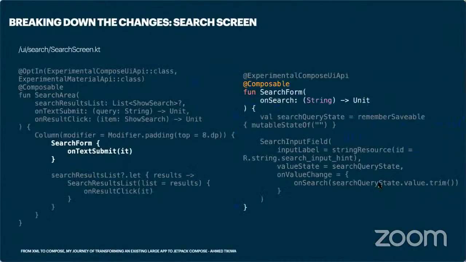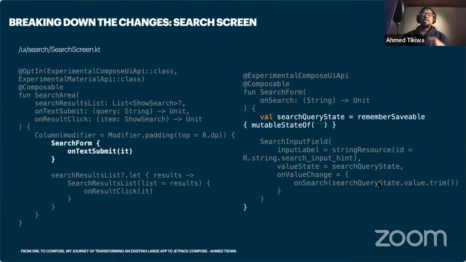So here's what the search form composable I created looks like. So there's how I'm calling it there, and on the right-hand side is how I've defined that function. It has a mutable state variable called search query state. In order to ensure that this state survives the activity or process recreation using the saved instance state mechanism, I used remember saveable. Now the user's query will be remembered in a state variable and survive configuration changes.